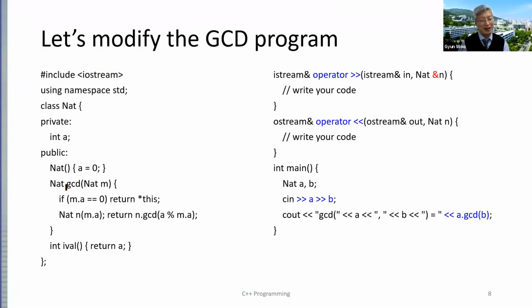So I implemented GCD in an asymmetric manner in this, but I just overloaded the operator, then you are safely using A and B for natural numbers. And A.gcd, which is returning a natural number, can be output safely. Okay, so this is just an exercise for extending your GCD program.